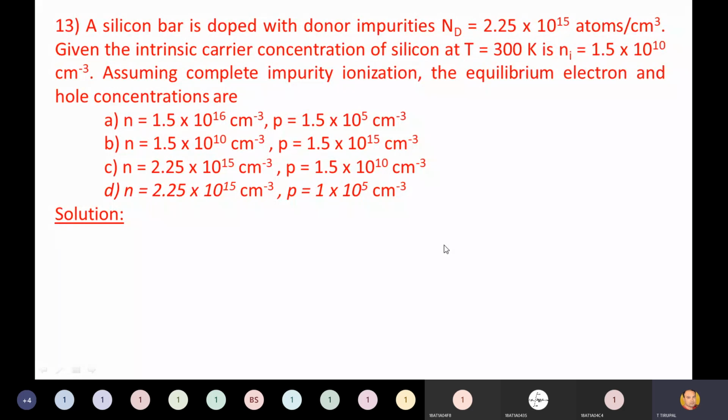The silicon bar is doped with donor impurities Nd. Given data, Nd is given as 2.25 into 10 power 15 atoms per centimeter cube. Intrinsic concentration is given, Ni, that is equal to 1.5 into 10 power 10 per centimeter cube. This is atoms per centimeter cube.